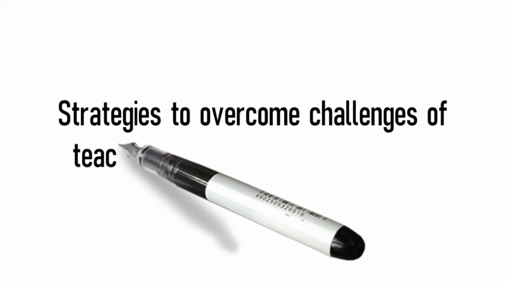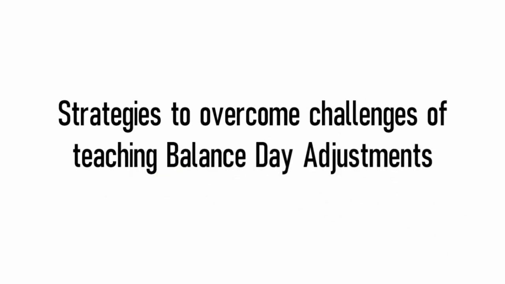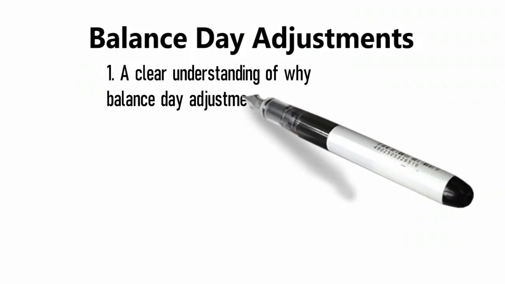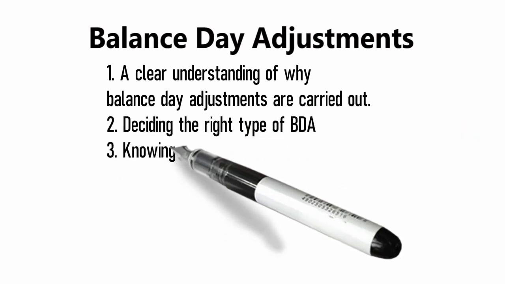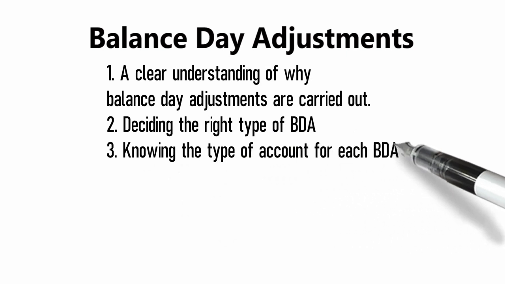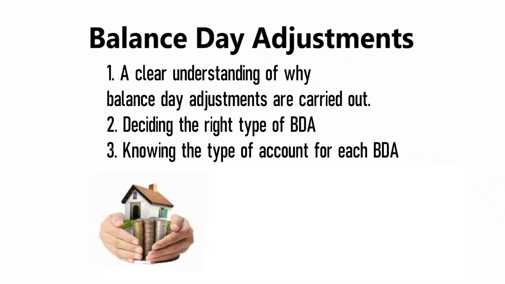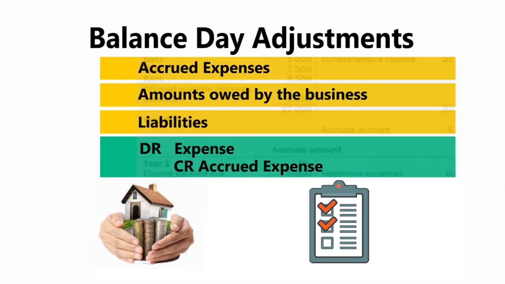Right, to sum up my strategies to overcome challenges in teaching balance sheet adjustment. First, students have to have a clear understanding of why balance sheet adjustments are carried out. Second, they have to decide the right type of balance sheet adjustment. And when they know the type of balance sheet adjustment, they have to know the type of account for each balance sheet adjustment, which is whether it's an asset or liability, and whether to debit it if it's an asset, credit it if it's a liability.